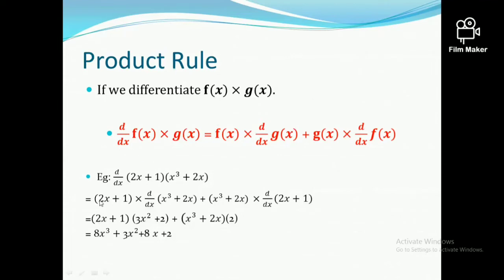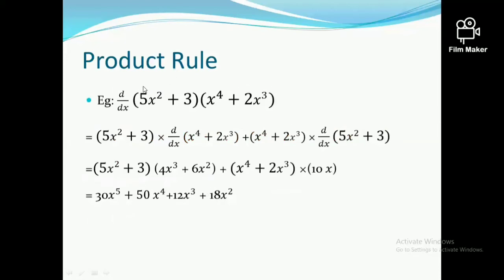Right. Then I will keep 2x plus 1 in this example and differentiate x cubed plus 2x. What is the answer for x cubed plus 2x? That is 3x squared plus 2. Plus, I kept the first part and differentiated the second part, 2x plus 1. The differentiation of 2x plus 1 would be 2. Then after that, you can simply expand and you can obtain the answer over here.